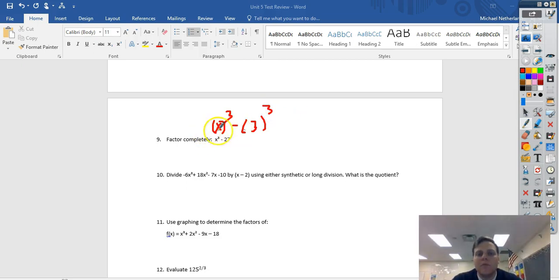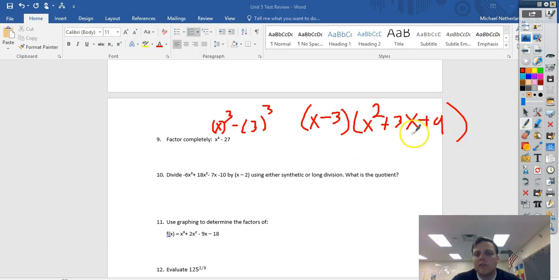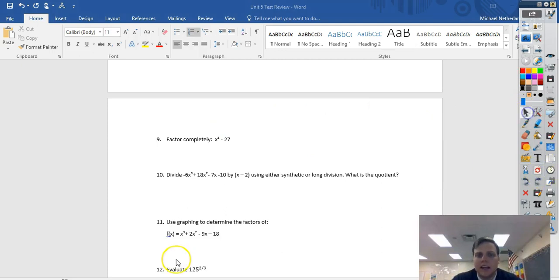So then, how do you factor this? Well, you say x minus 3 times, since it was minus, that means everything over here is going to be pluses. X squared plus x times 3, which is 3x, plus the second term, which is 3 squared, so that's 9. And we're done. You can't factor this piece ever. So this is as far as this can factor. Alright, let's go to number 10.